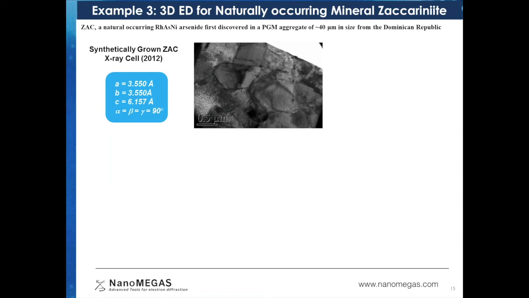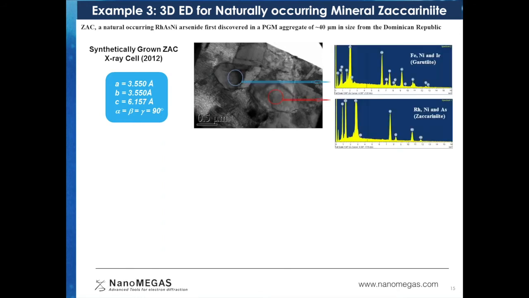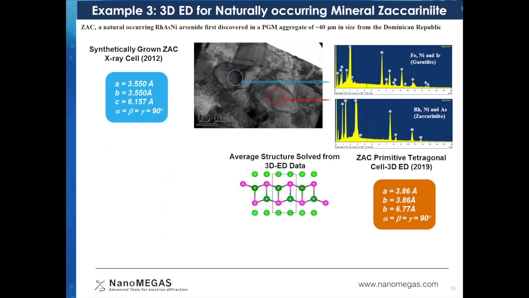In 2019, we studied the naturally occurring form of this mineral. The sample was prepared by FIB to get an area of interest which we really wanted to analyze. During the EDX analysis, we saw a second mineral phase very close to the zaccharinite phase, but we focused on the zaccharinite only. First, 3D electron diffraction data was acquired in stepwise mode with precession, and then a unit cell was obtained and a structure was solved, and this result from the naturally occurring mineral matches very closely with the result obtained from single crystal X-ray diffraction data.